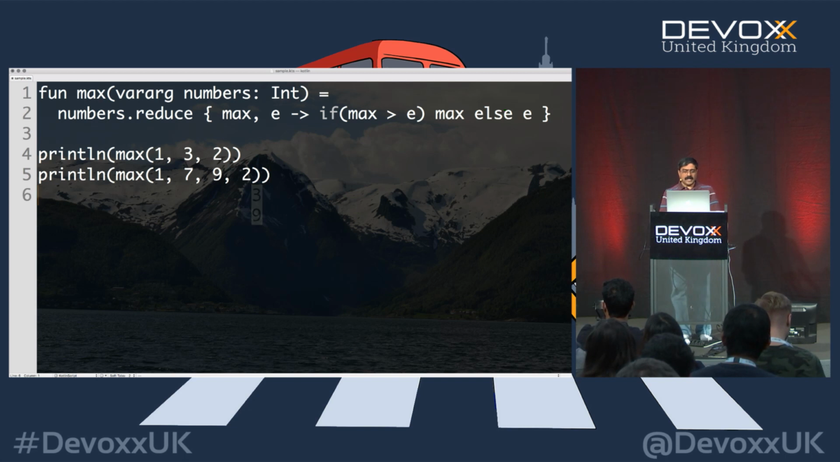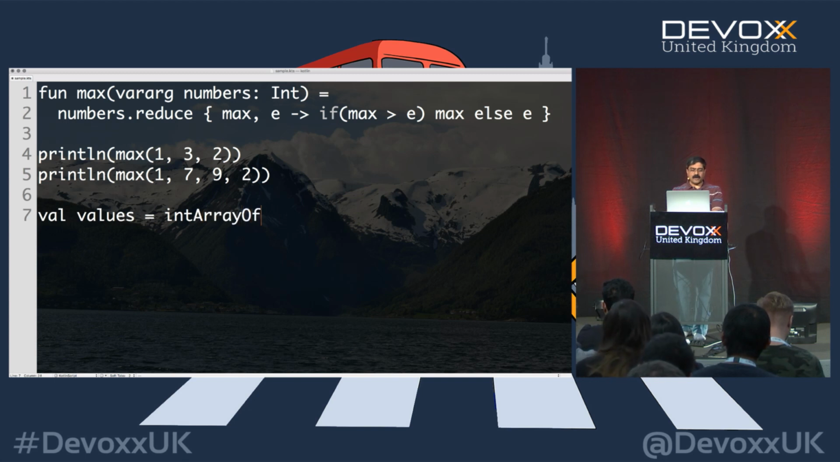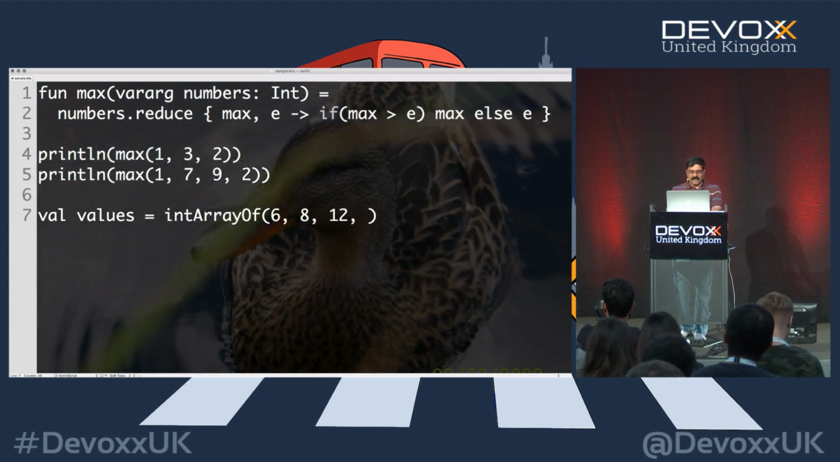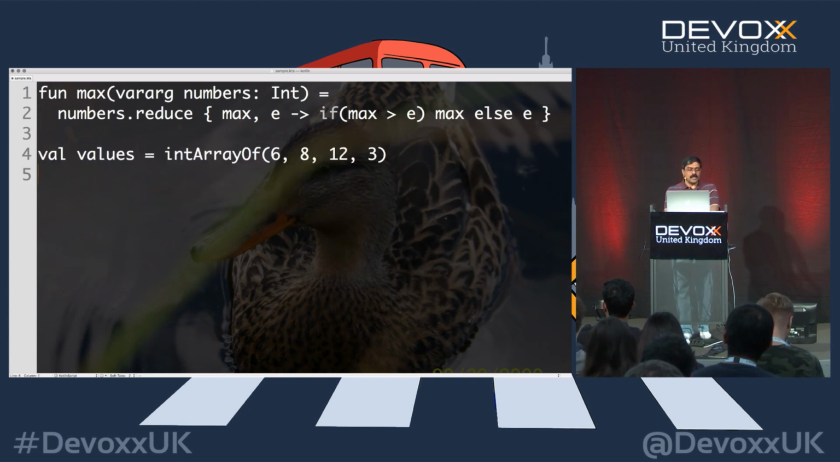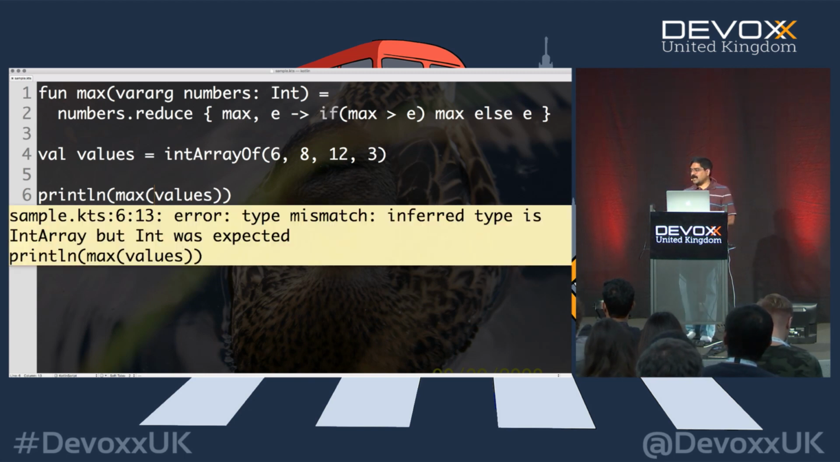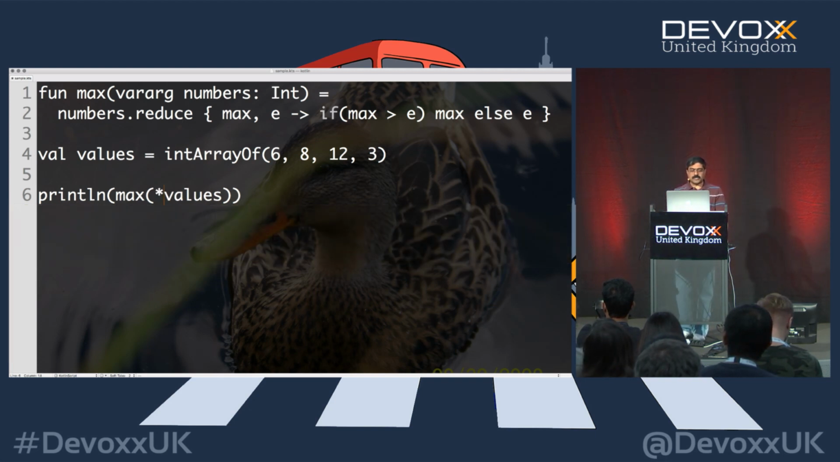But where it really becomes exciting is, what if I already have values on my hand, which is an int array of, let's say, the values 6, 8, 12, and let's say a 3. Well, I want to know what the maximum among these values is. So what I can do here is say max of, but in this case I can do a spread operator on the values. Obviously, I cannot send values directly. If you notice, if I only send values right here, I get a compilation error because I'm not allowed to send an array when I'm expecting a discrete number of values, but I put a little star towards it.